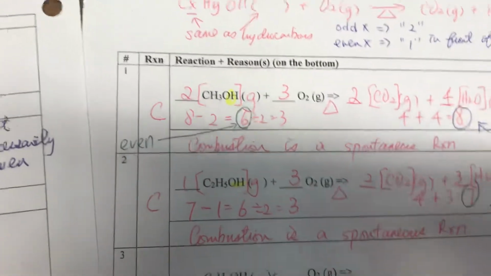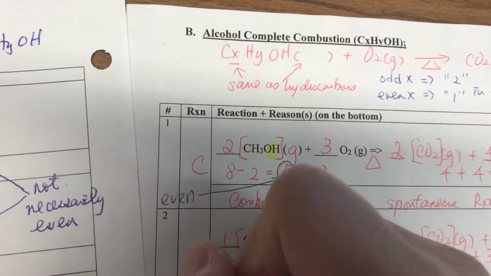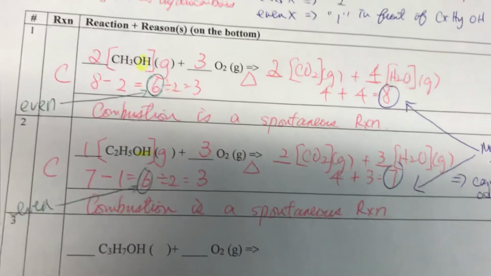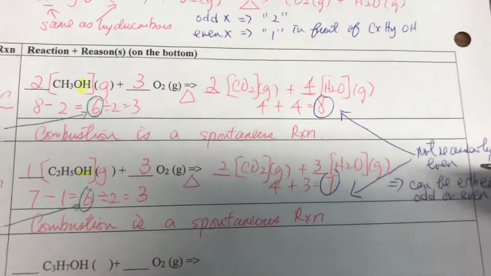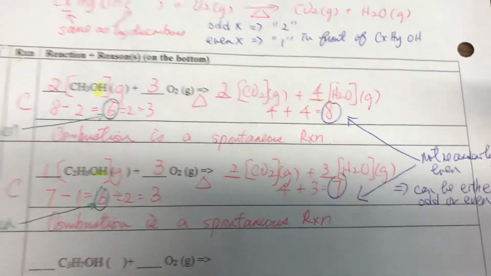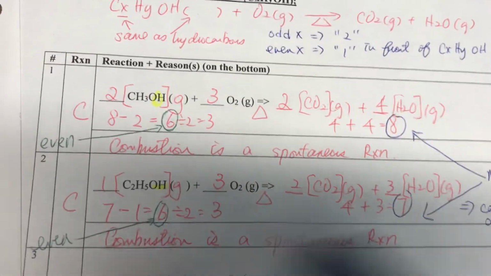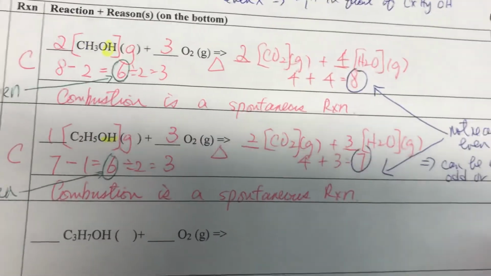So again, which number should be even? This number should be even, because this is the one that I'm going to divide by 2. Now these two numbers are not necessarily even, can be odd, can be even, because I'm not going to divide by 2 until I get to this spot. So the coefficient here is 1, 3, 2, 3.